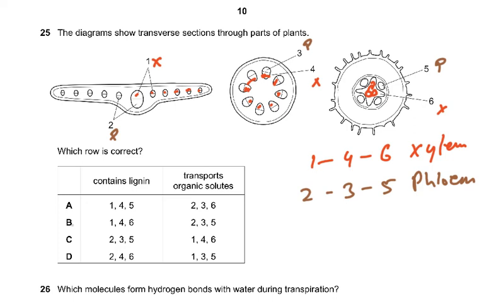Now, the diagram shows transverse section through parts of plants. Which row is correct? Contains lignin, of course, that means the xylem. Transports organic solutes, that means that would be the phloem or the sieve tubes. So the answer is B, as I've just labeled it for you: 1, 4, 6, and 2, 3, and 5.